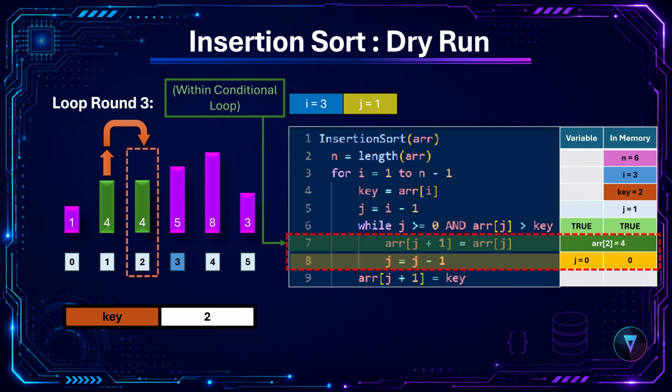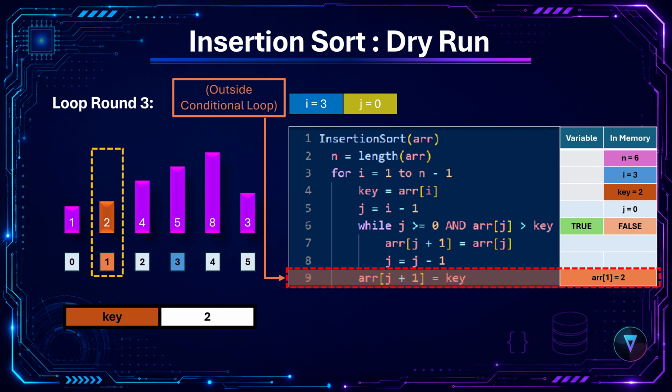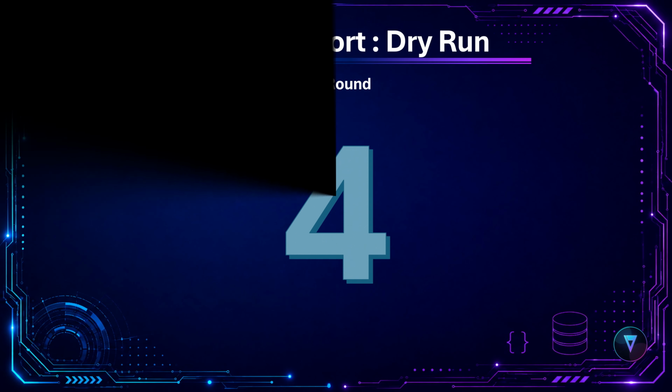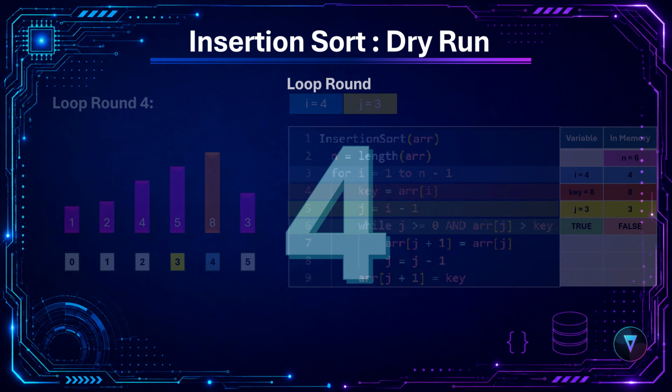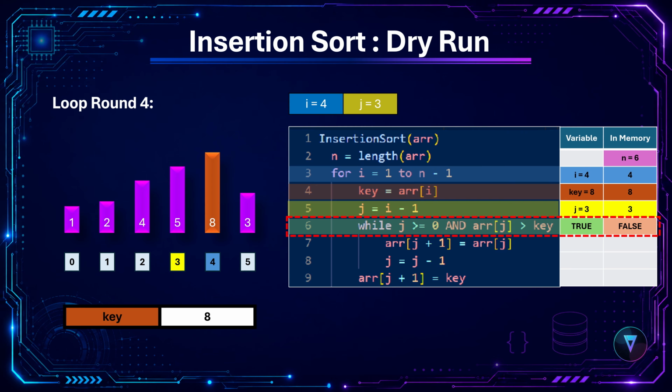And now J points to 1. 1 is not greater than 2, so we stop. Now we insert 2 after 1. The array becomes 1, 2, 4, 5, 8, 3. Entering into loop 4. Perfect. Notice what's happening. The left side is becoming more and more sorted after every pass.